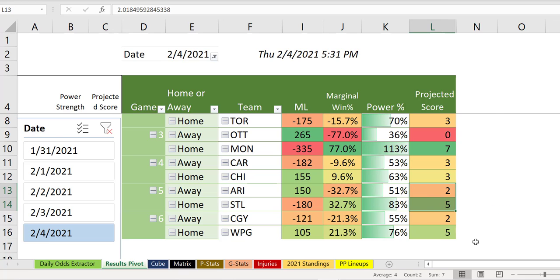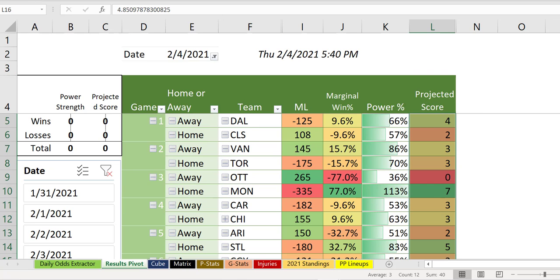St. Louis, we think 5-2. Winnipeg, we think 5-2. Tie game here between Carolina and Chicago, which means that Chicago at plus 155 is a really good line. Maybe that plus 1.5 is a really good pick for them, given we think this is going to be somewhat of a tie.